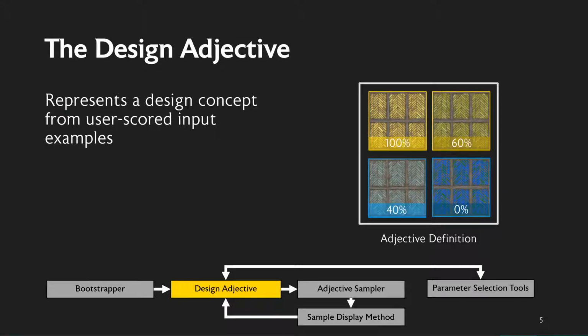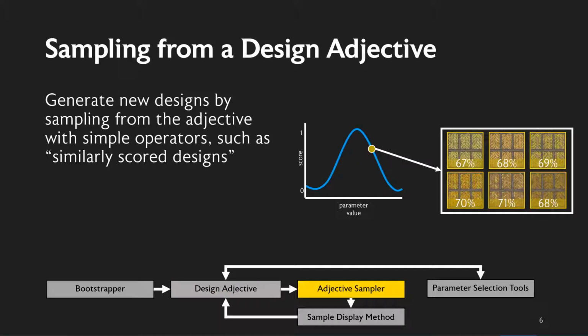The framework is built around a design adjective. A design adjective represents a design concept from user-scored input examples. It outputs a numeric score representing how well an arbitrary input matches the current adjective's design goal. Adjectives are trained and updated in real time.